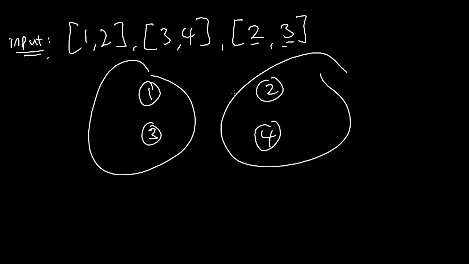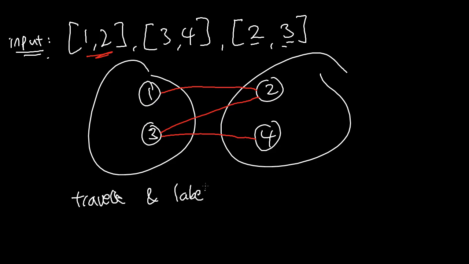So if we visualize this as a graph, what we'll have is each of these dislikes as an edge. So we have one dislikes two, three dislikes four, and also two dislikes three. And what you notice about this graph is that when we're able to split it into two groups like this, we're not going to see any edges between members of the same group, right? So the edges are always going across from one bubble to the other bubble. So that means our solution will be to traverse the graph and label it at the same time.